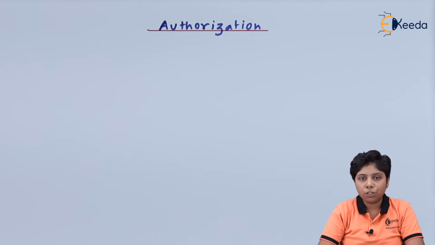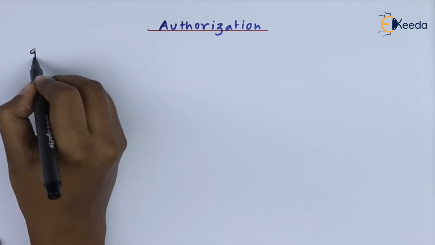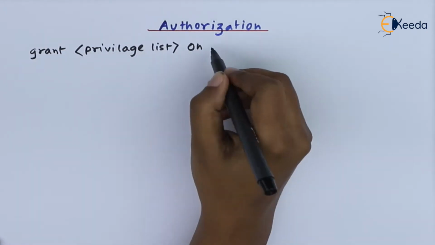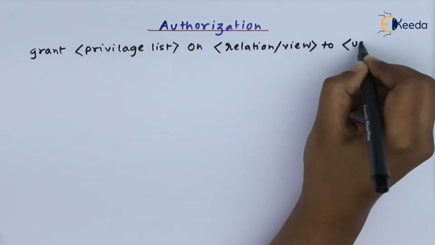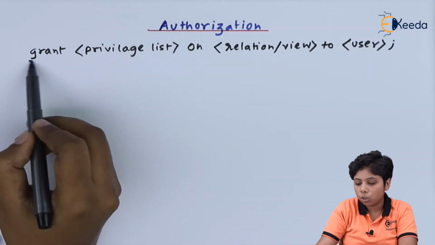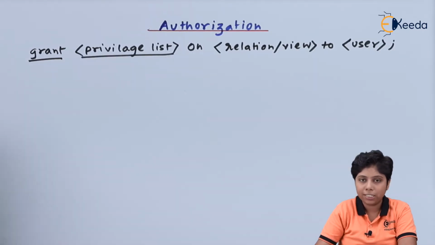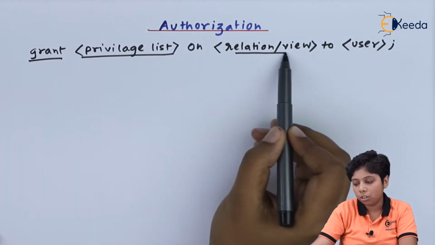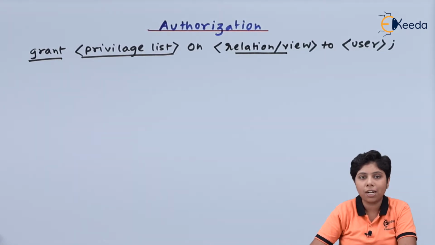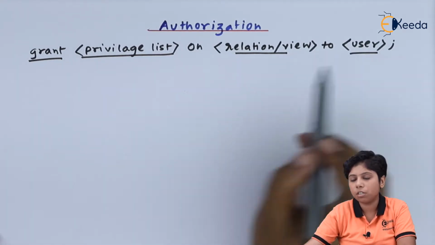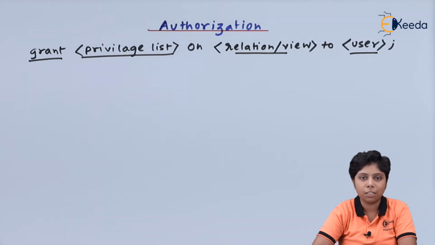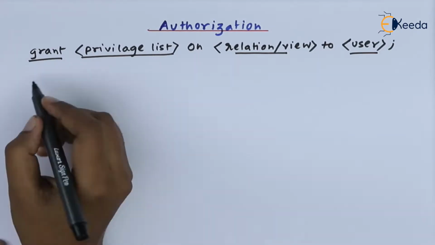So the basic structure of granting a list or a set of privileges is like this. First we need to put the keyword grant, then the privilege list or a single privilege, then on the relation or the view names on which we are granting the privilege, to the user or users to which we are granting the privilege. So the first is the read privilege. The read privilege is granted in SQL by the select statement. So we can write like this.